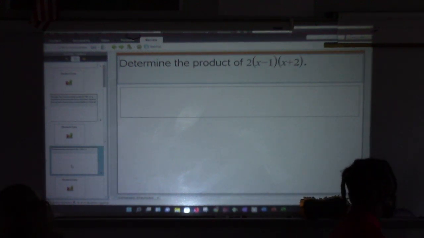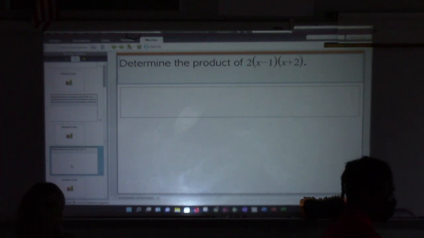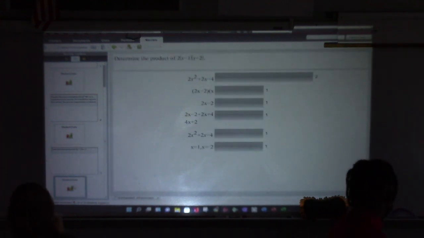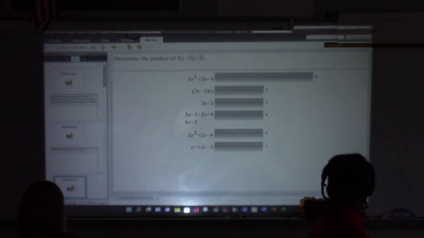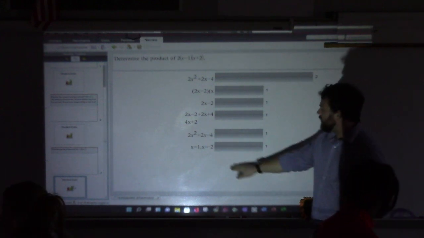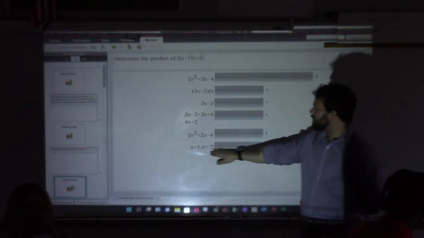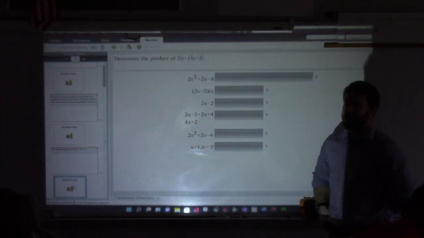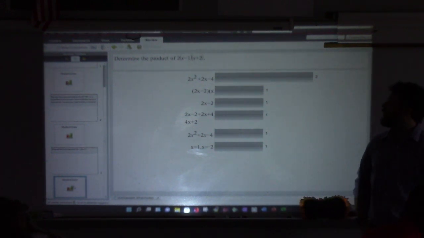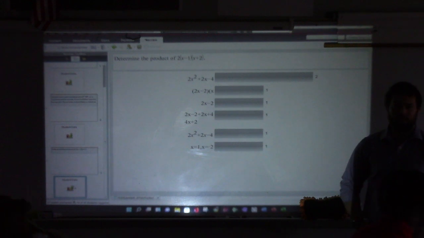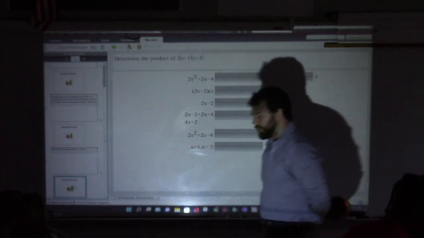So determine the product of 2 times x minus 1 times x plus 2. We're still struggling with this a little bit for some of us, but I need you to pay attention to this because this is where I'm seeing some students make a mistake. First off, what is this student referring to? That's the what? Roots. I'm not asking for roots here. I'm asking you to find the product, meaning you what? Multiply, right? The product is multiplication.